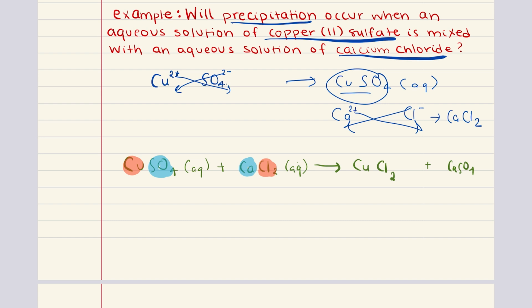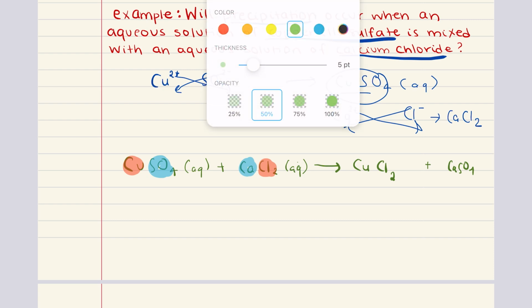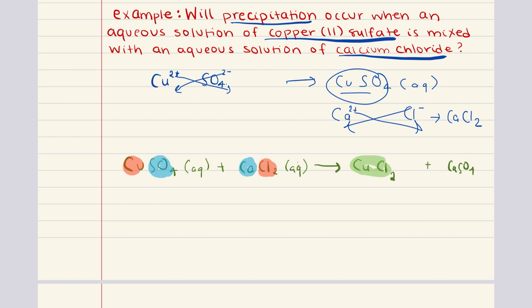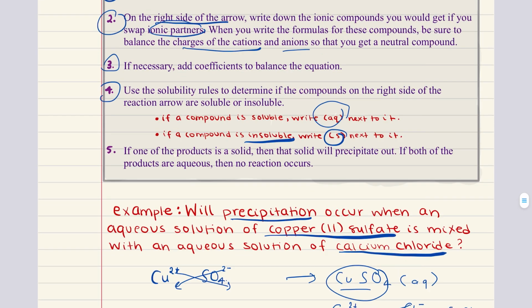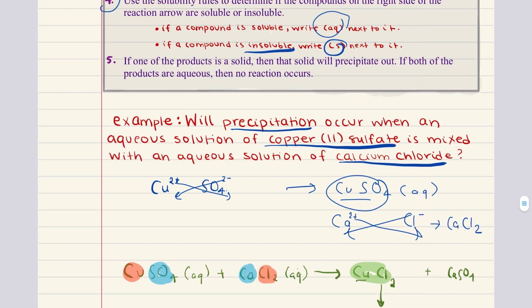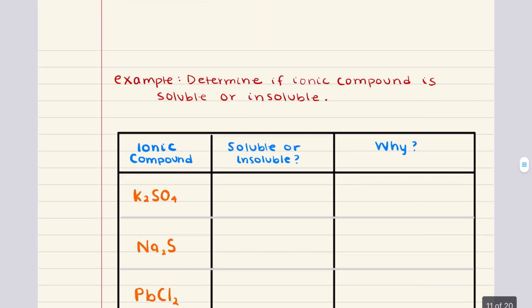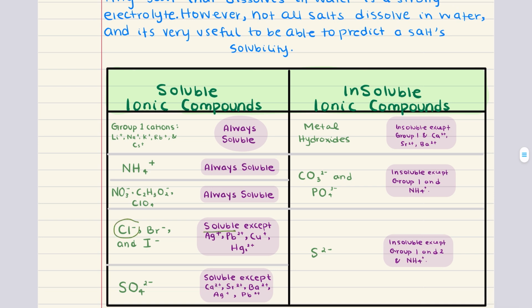Now we can move into that fourth rule. Fourth rule, we use the solubility rules to determine if the compounds on the right side, on the product side, are soluble or insoluble. So let's go ahead and take a look first at copper chloride. Is this soluble or not? Now, chloride is always soluble except if it's mixed with a couple of cations. Let's go back to our table and check if copper is one of those compounds that would make chloride insoluble. Chloride, always soluble, except when it is mixed with silver, lead with a 2+ charge, copper with a +1 charge, all right, or mercury.